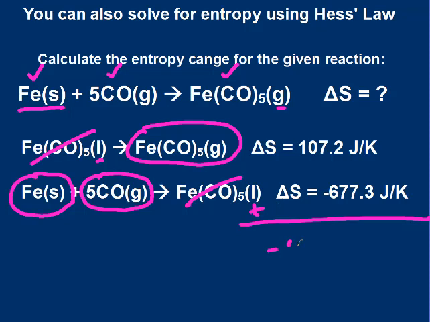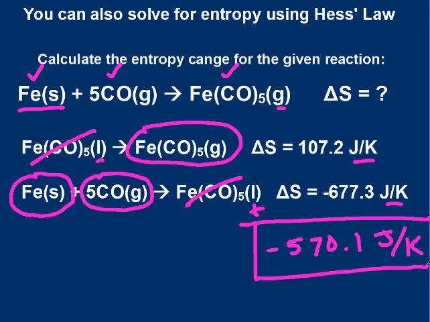When doing so, I get negative 570.1 joules per Kelvin. Remember that technically it is joules per mole Kelvin, but I'm going to go with whatever units are given to me in the problem. I could predict that this was a negative delta S because I went from 5 moles of gas to 0 moles of gas. That's a large decrease in disorder, so I would expect to have a negative delta S, which I do.